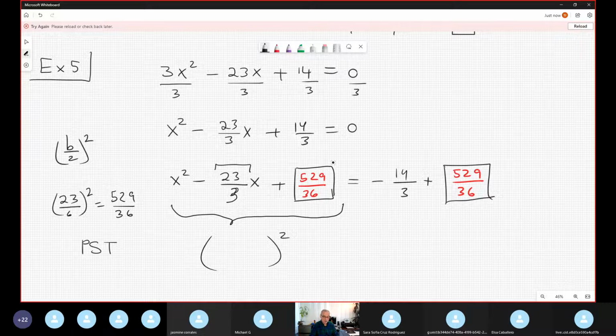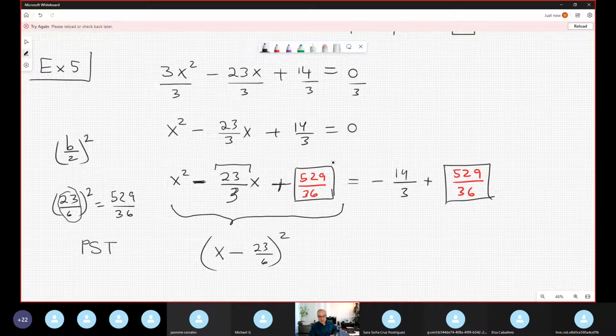Now it's x minus, because this sign is negative. When this sign is negative, minus. When this sign is positive, positive. And always this is positive, because if it's negative, it's not a perfect square. And the square root of this guy, and the square root of this guy, is 23 over 6. Exactly, this is a coincidence with this.